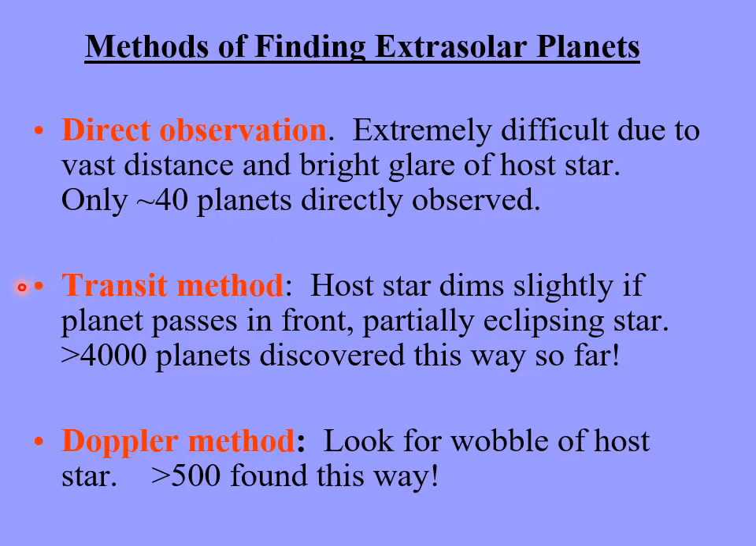Two other methods that are much more productive are called the transit method and the Doppler shift method. The transit method is when we're basically looking for a planet to pass in front of its star, and this is called a transit. And when it does, it partially dims the star, and this can be detected by extremely sensitive instruments. And so this is by far the most productive method yet. In fact, more than 4,000 planets around other stars have been discovered using the transit method. So we'll look at how that works in more detail shortly.